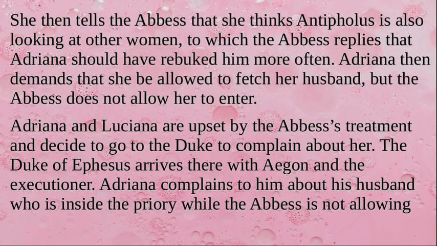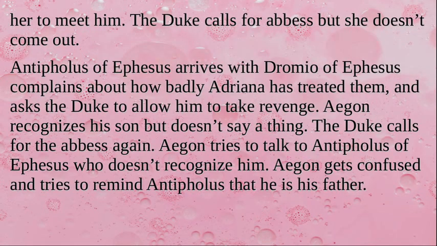The Duke of Ephesus arrives there with Aegon and the executioner. Adriana complains to him about her husband, who is inside the priory, while the abbess is not allowing her to meet him. The duke calls for the abbess, but she does not come out. Antipholus of Ephesus arrives with Romeo of Ephesus, complains about how badly Adriana has treated them, and asks the duke to allow him to take revenge. Aegon recognizes his son but does not say a thing. The duke calls for the abbess again.